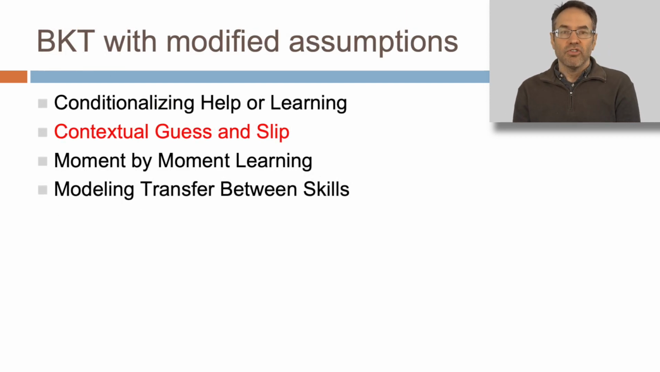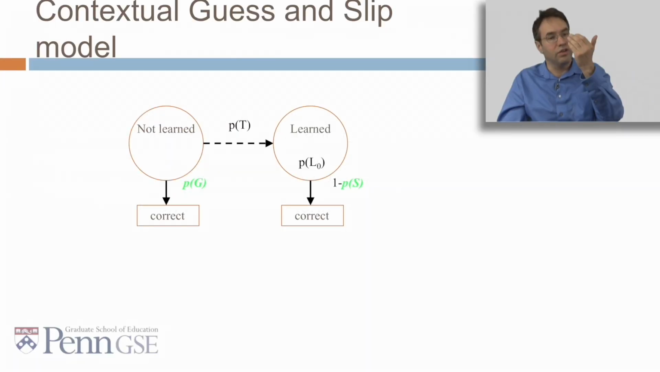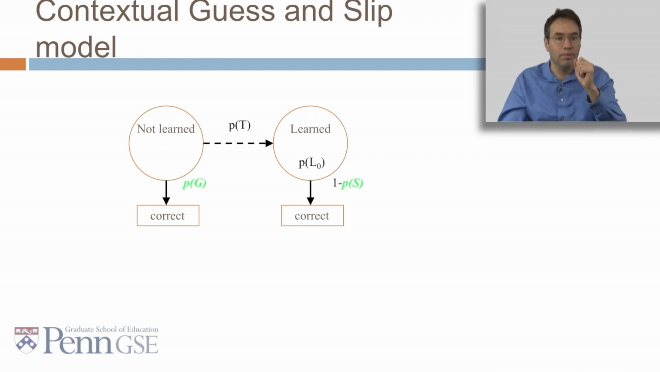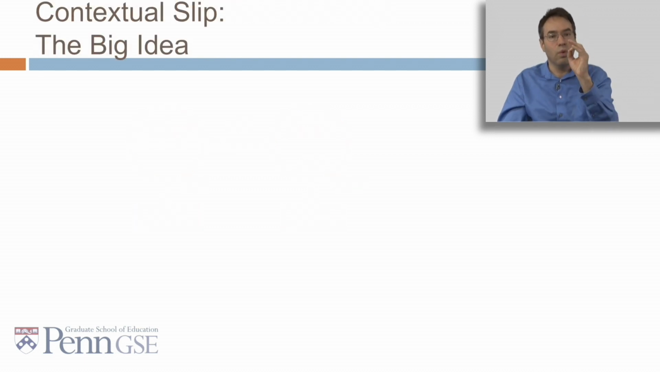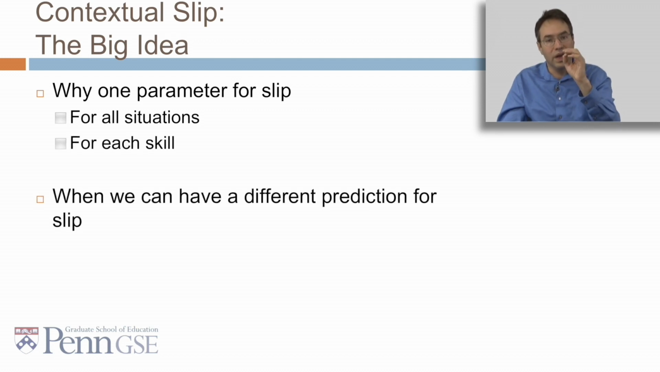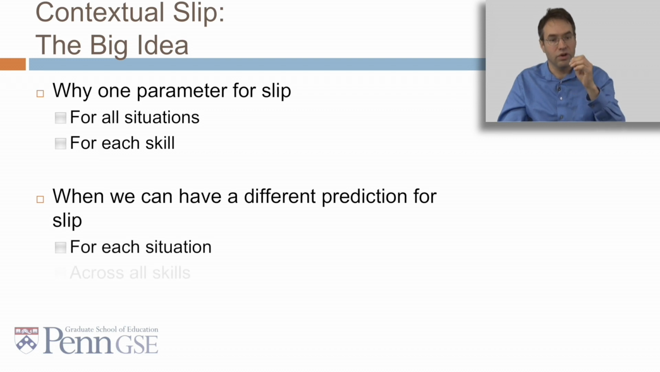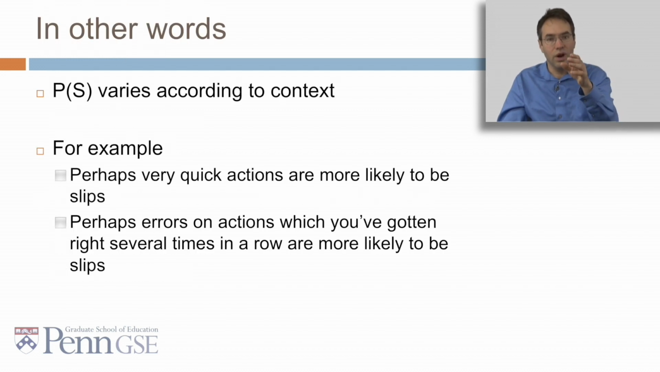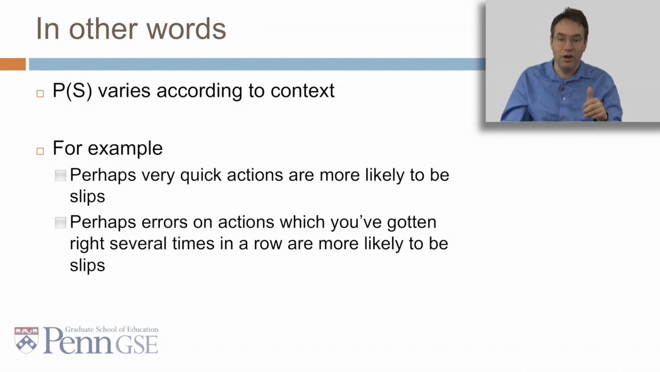The second modification of assumptions of BKT that we'll discuss is contextual guess and slip. In this model, we have the exact same L0, T, G, and S, but the G and S aren't actually parameters fit per skill, they're models. The big idea is why one parameter for slip for all situations, for each skill, when we can have a different prediction for slip for each situation, across all skills. So in other words, P of S varies according to context. For example, perhaps very quick actions are more likely to be slips. Or perhaps errors on actions which you've gotten right several times in a row are more likely to be slips.